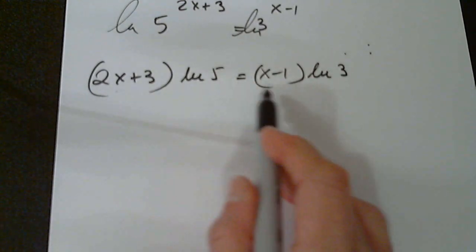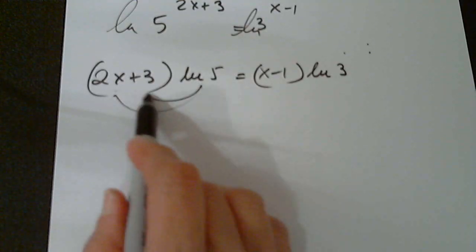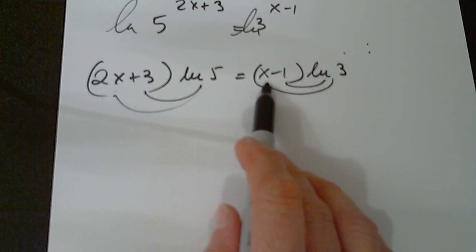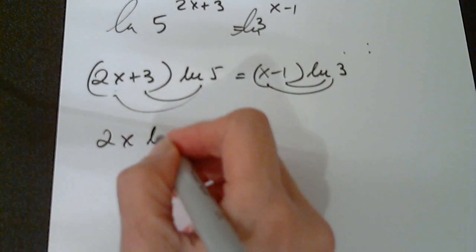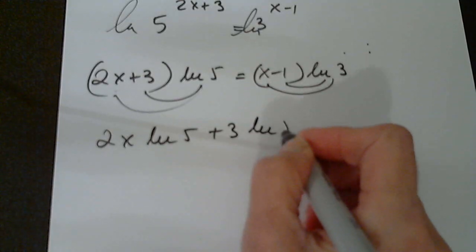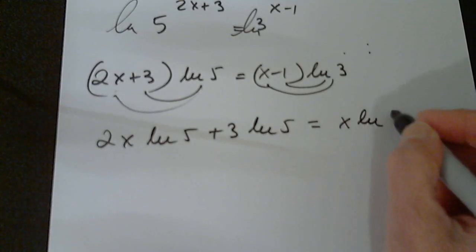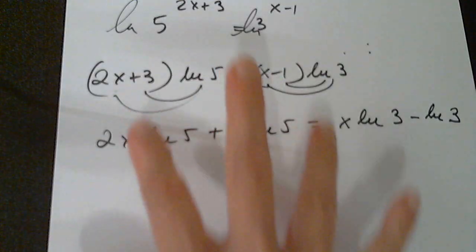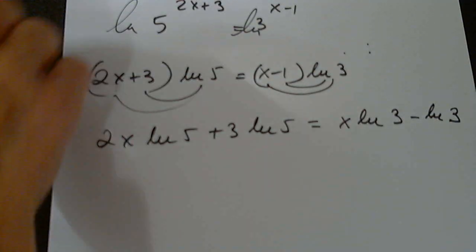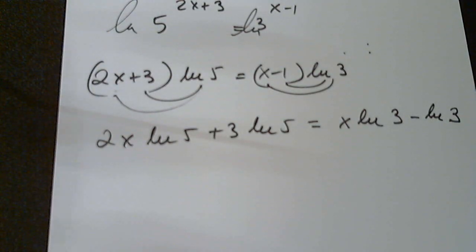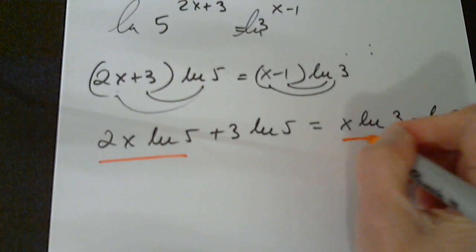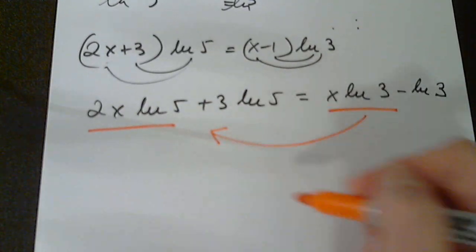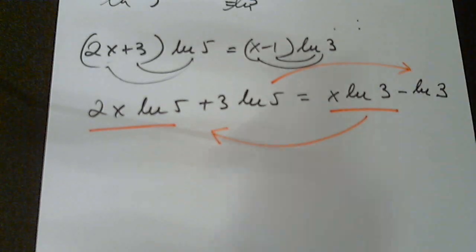But now in order to solve for x, first I have to distribute natural log 5 to these two and natural log 3 to these two. So 2x natural log 5 plus 3 natural log 5 equals x natural log 3 minus natural log 3. So far it was just algebra. But now notice one very important thing: this term and this term are the terms with x, and they have to be on the same side. The term without x has to be on the other.